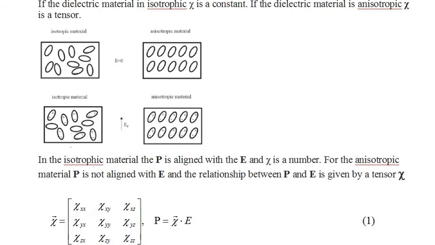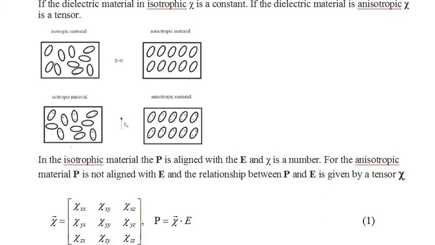The diagram shows an isotropic dielectric on the left and an anisotropic dielectric on the right. The molecules in an isotropic dielectric have random orientations, and the induced electric field P is in the opposite direction of the original electric field E. In this case, chi is a number, a constant.